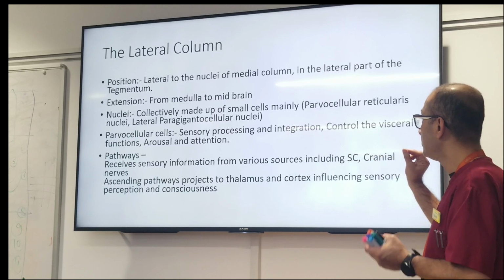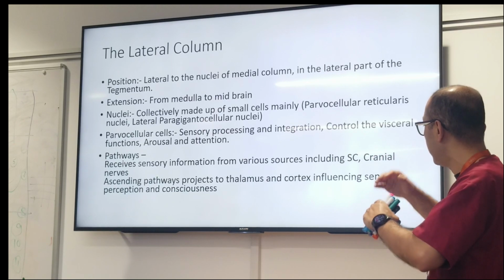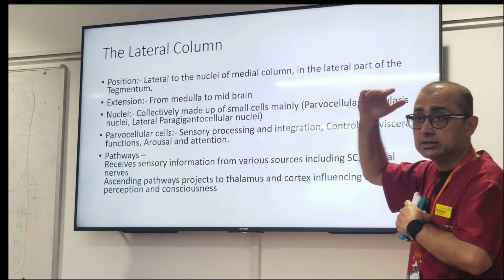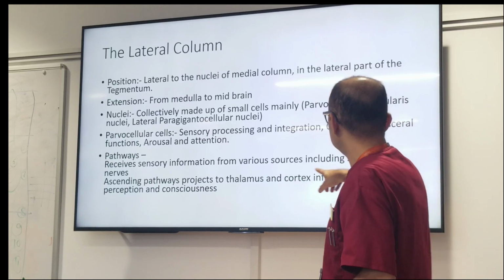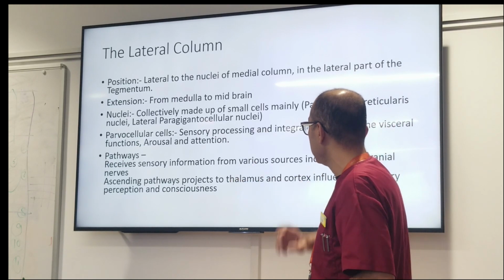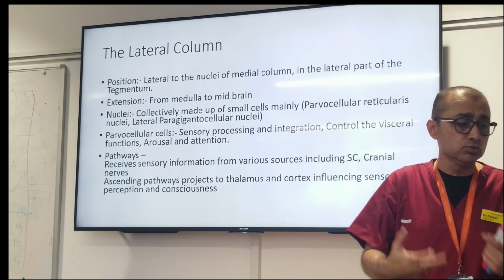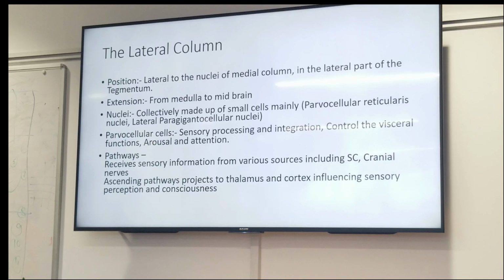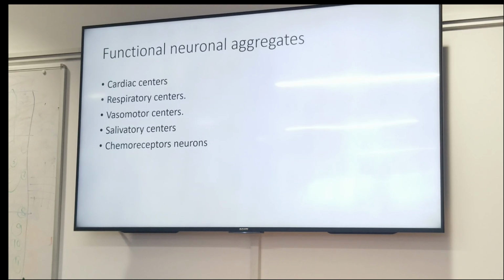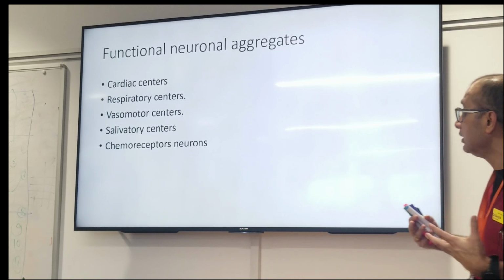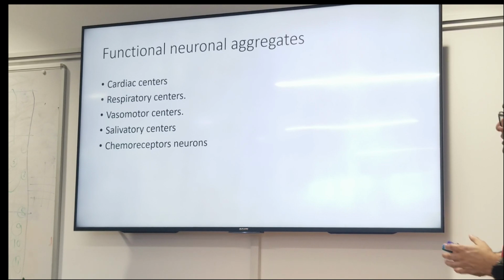The ascending pathway projects in two directions. One is going up, another is going down. Okay, they influence the cortex, sensory perception and consciousness, and they also go down to help with the autonomic functions. So they have the cardiac center, respiratory center, vasomotor center as a whole in general, and the salivatory center, and chemoreceptor neurons.